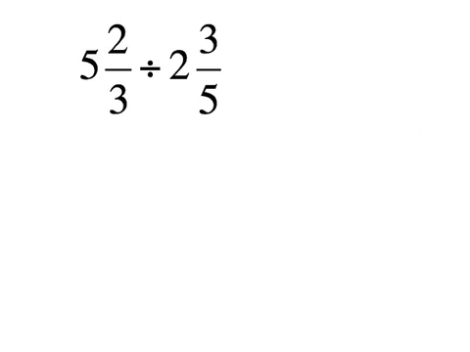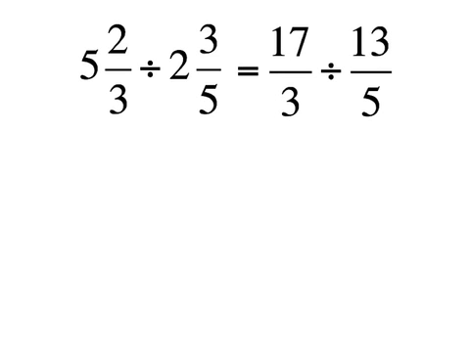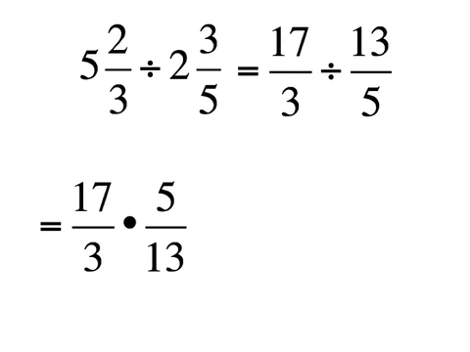Here's two mixed numbers, 5 2/3 divided by 2 3/5. Well, the first thing we do is we change each mixed number into an improper fraction. On the first one, it's 3 times 5 plus 2 to get 17/3. And on the second one, it's 5 times 2 plus 3 to get 13/5. Then we change the divide by 13/5 as multiplying by its reciprocal, 5/13.